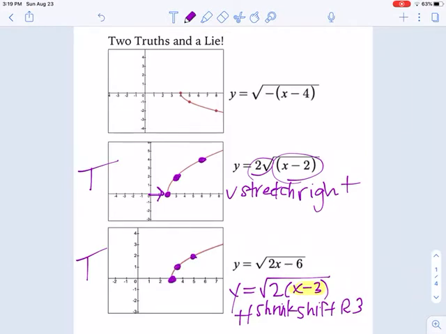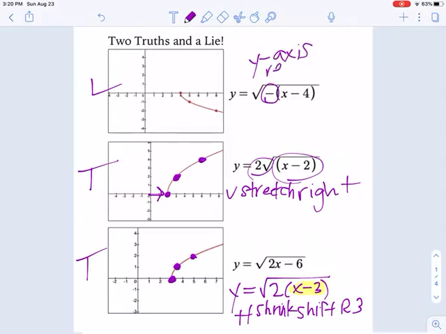So you can see we have that shift right 3, and then these x values have been cut in half from what they normally are. Normally this would be over 1 up 1, but it's over 1/2 up 1, and normally this one right here would be over 4 up 2, but it's over 2 up 2. This one is actually the lie.